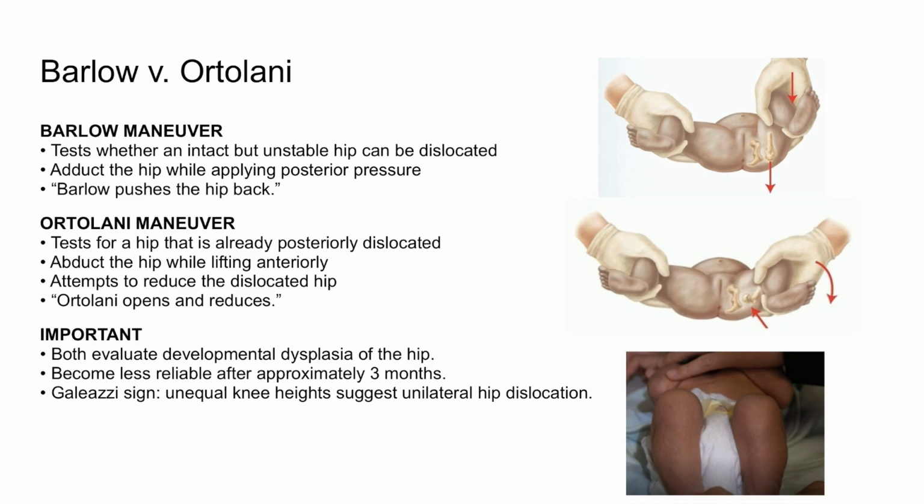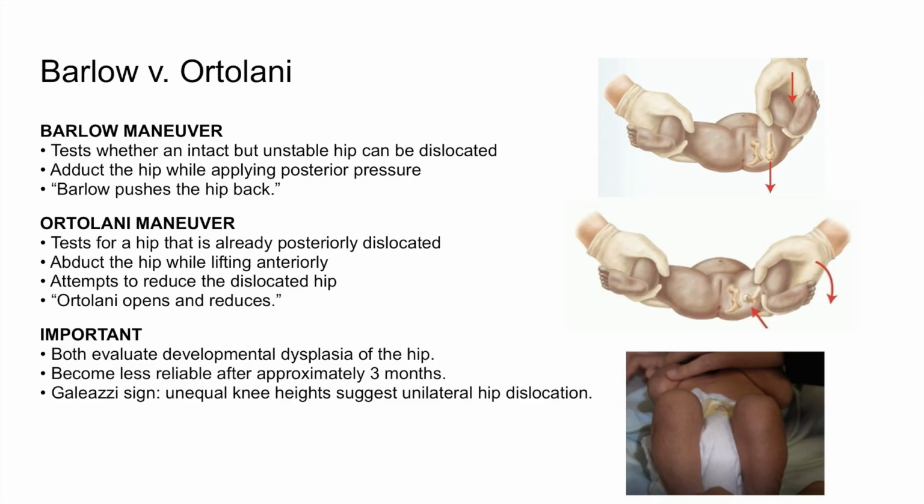All right, so the Barlow and Ortolani maneuvers evaluate different forms of hip instability associated with developmental dysplasia. The Barlow maneuver begins with the femoral head located within the acetabulum and asks whether gentle adduction and posterior pressure can displace it. A positive result, therefore, identifies a hip that is currently reduced but unstable.